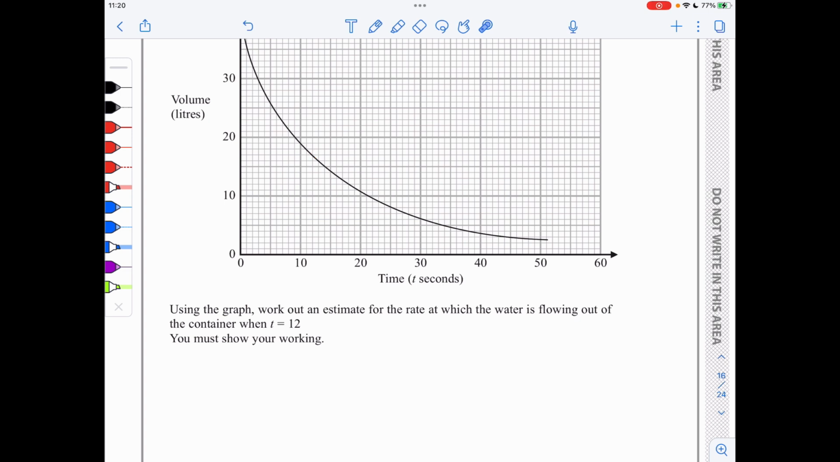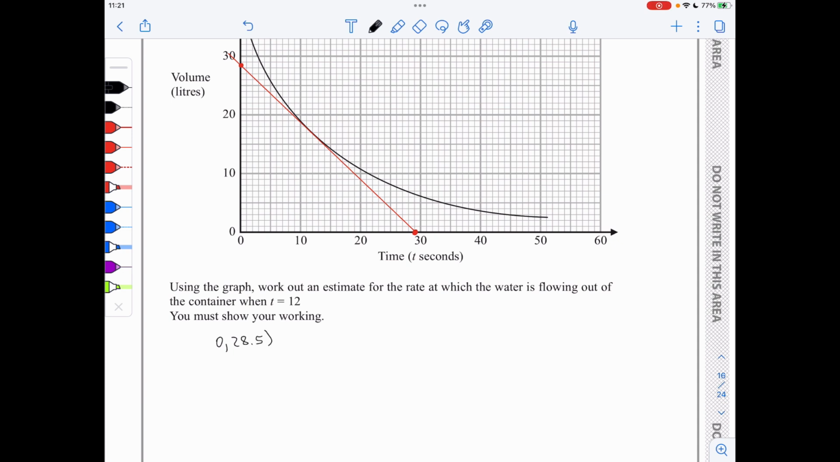Obviously, everyone is drawing something similar, yet not identical. So if we draw our tangent, it looks something like this. And to work out the rate, this simply means we need to pick 2 points on the line, and based on that, we find the gradient. So it's easy to see that we pass through the point here, 29, 0, and the cut on the y-axis is at 28.5.